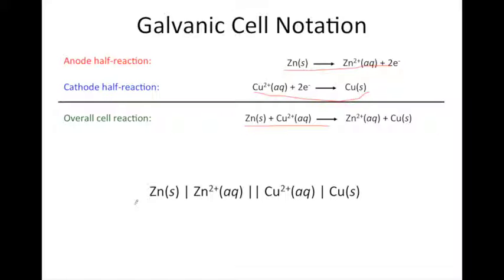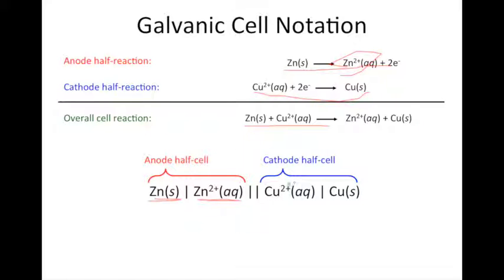For this galvanic cell notation, we would put the anode half cell on the left. The anode half cell is always on the left in the shorthand notation. Here, we have the zinc solid, that's the reactant, separated by a line. Then we have the product second, the aqueous zinc, which you can see over here. Then we have a double line, we'll talk about that in a second. And then we have the cathode half cell on the right-hand side of our notation.